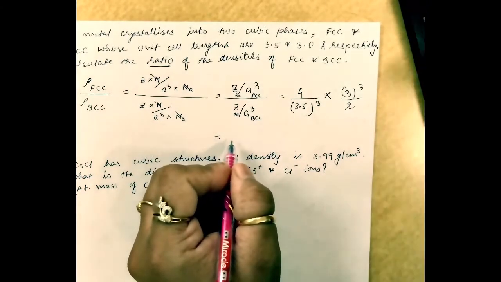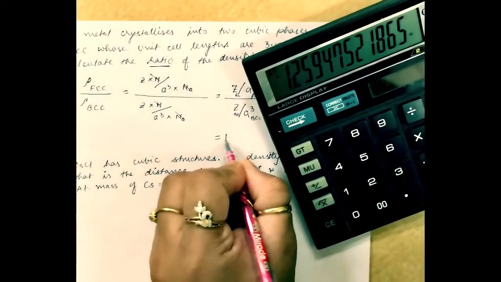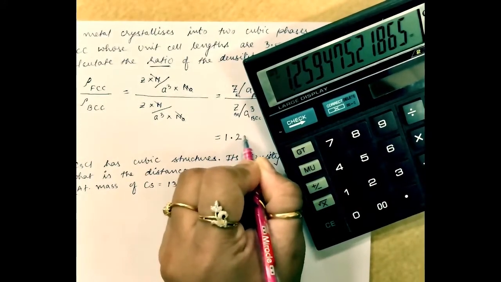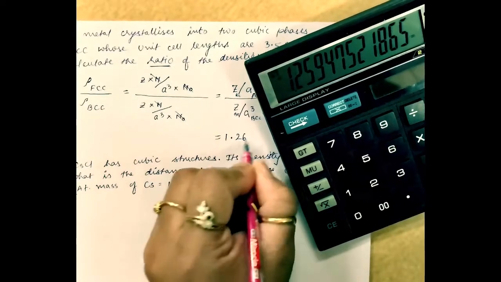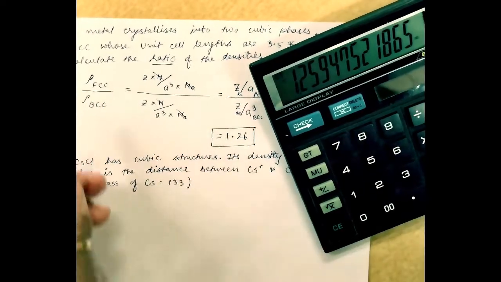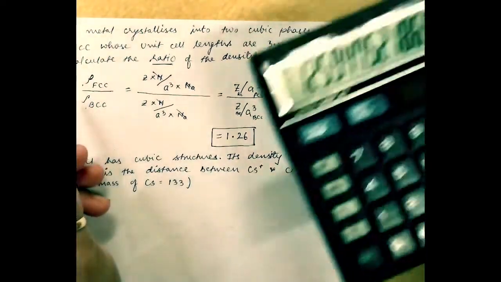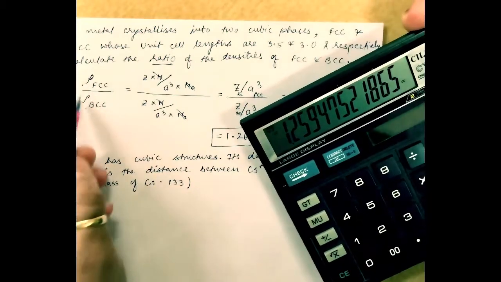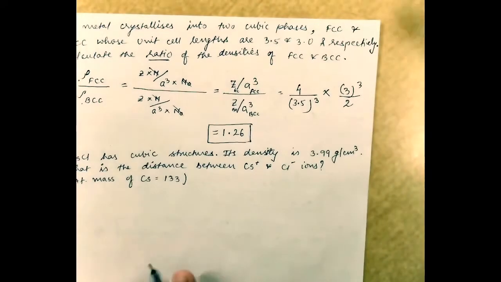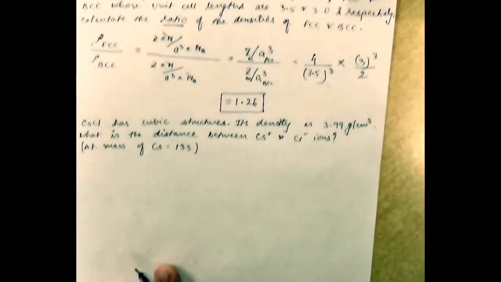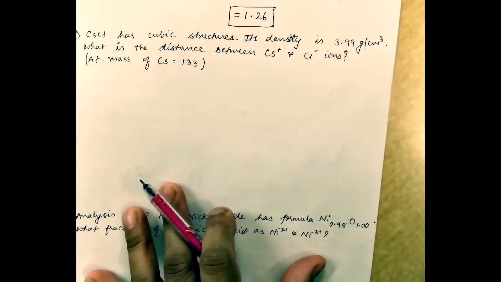Answer comes out to be 1.259, so I am putting it as 1.26. So this is the ratio of the densities. You can see I have calculated the ratio of densities of FCC and BCC. I hope this question was an interesting one.